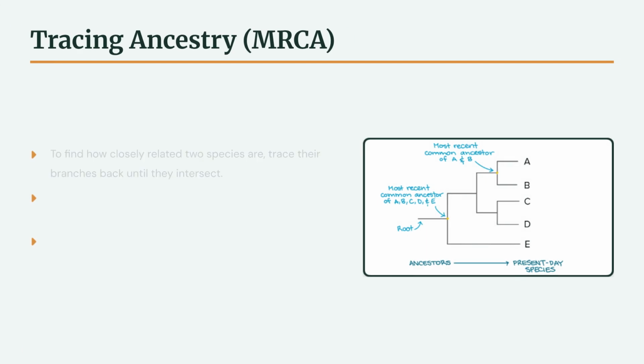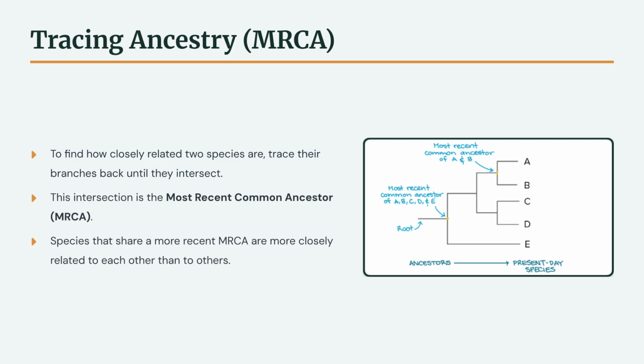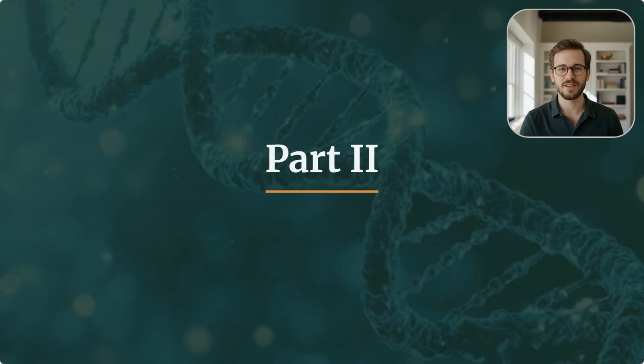To trace ancestry, you find the most recent common ancestor, or MRCA. This is the intersection point when tracing two species' branches back. Species with a more recent MRCA are more closely related. We now move to part 2, where we discuss taxa, clades, and shared characters.